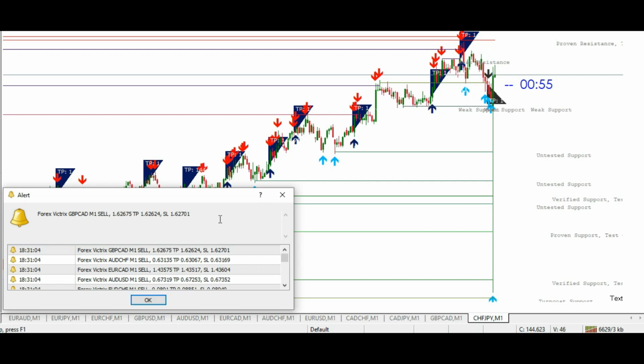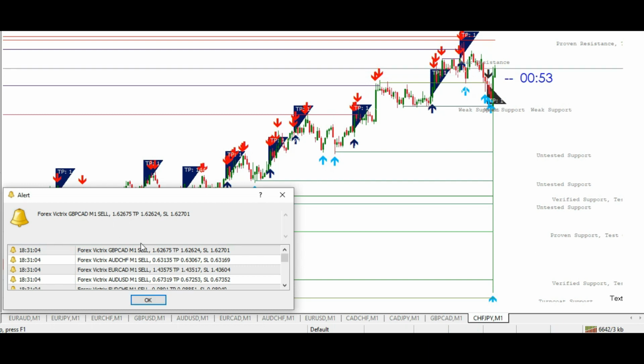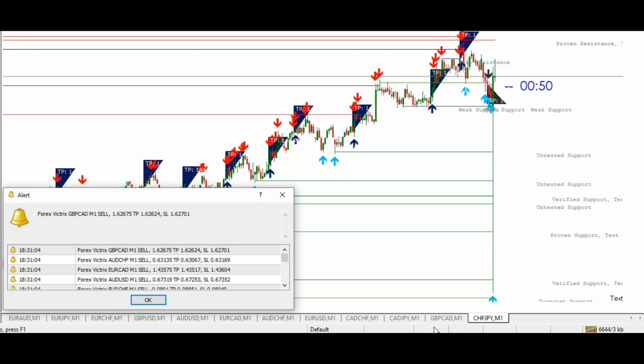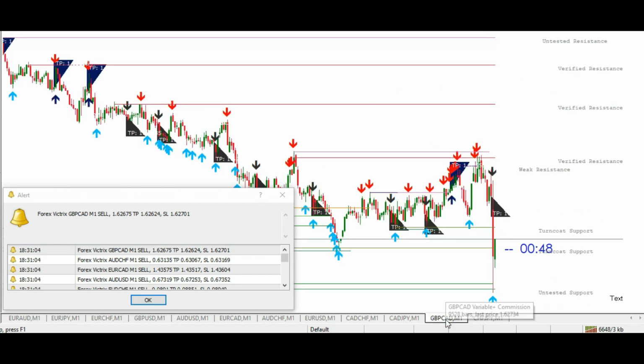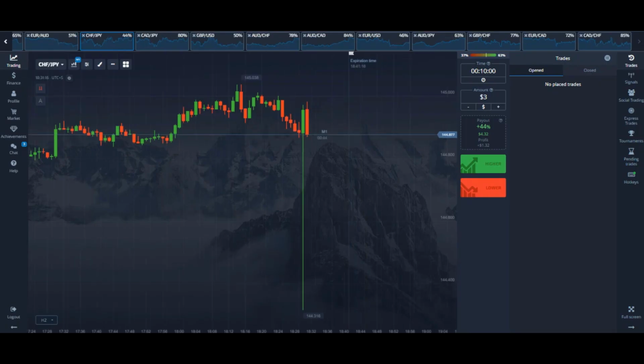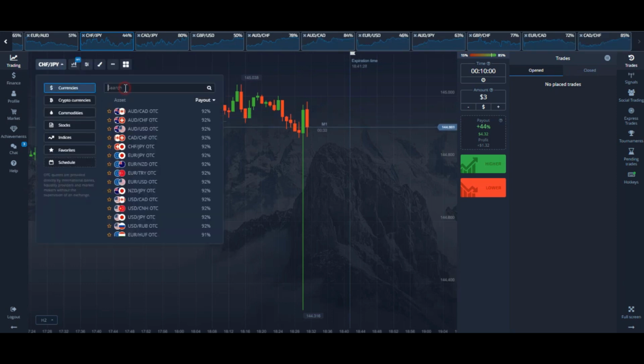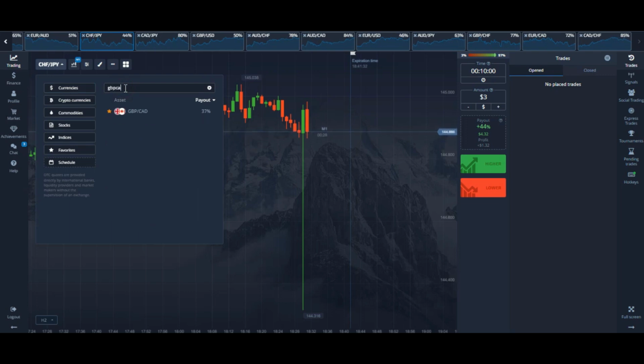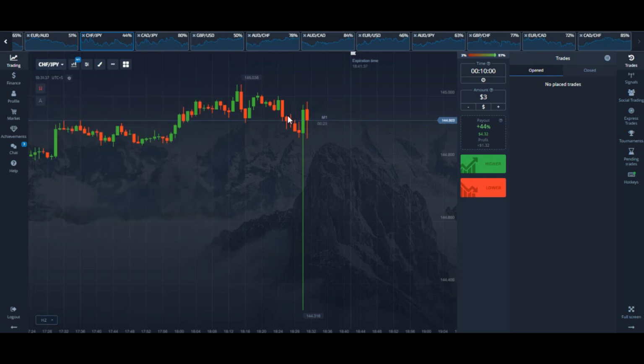I found another GBPCAD sell signal, so I should open the GBPCAD chart. Oh, very low percentage. So avoid this one also.